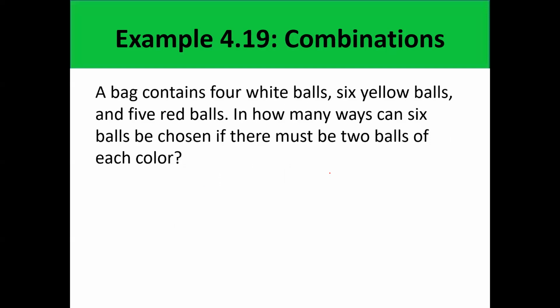Next, a bag contains 4 white balls, 6 yellow balls, and 5 red balls. In how many ways can 6 balls be chosen if there must be 2 balls of each color? The bag contains a total of 15 balls: 4 of them are white, 6 are yellow, and 5 are red. We are supposed to select 6 balls from the bag, but we're counting only the cases wherein the 6 balls contain 2 balls of each color. We can view this problem using this illustration.